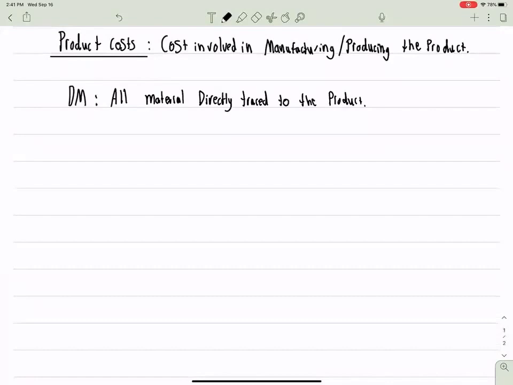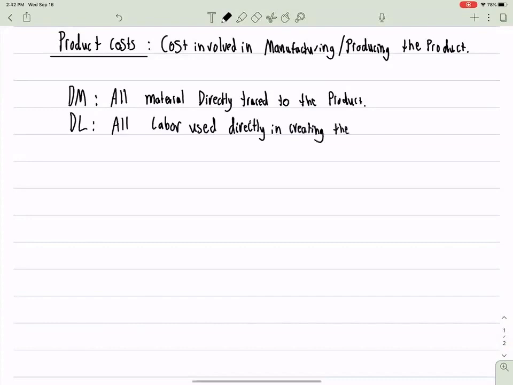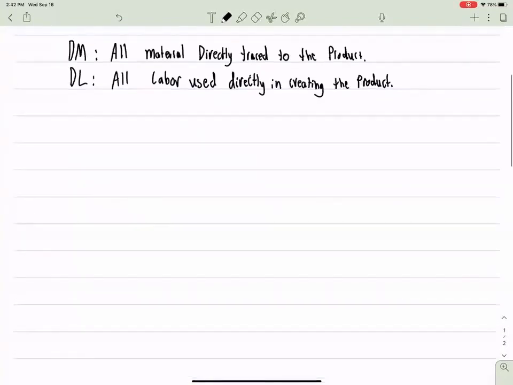The next thing that we need, right? If we're making a product, we need material. We need now direct labor. DL, DM, DL. Okay? What direct labor is, it's all labor used directly in creating the product. Okay? What that means is that any labor worker that physically puts their hands on the product to make it is considered a direct labor worker. Okay? And lastly, guys, we have the direct material. We have our workers, the direct labor workers.